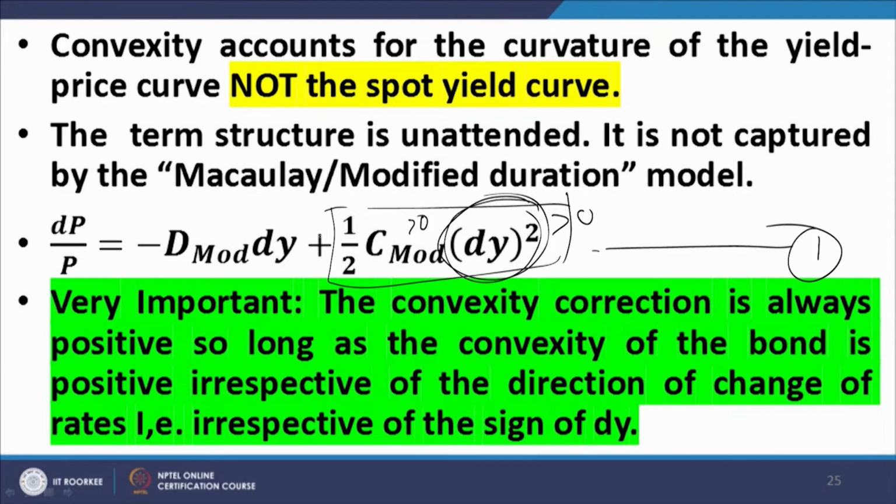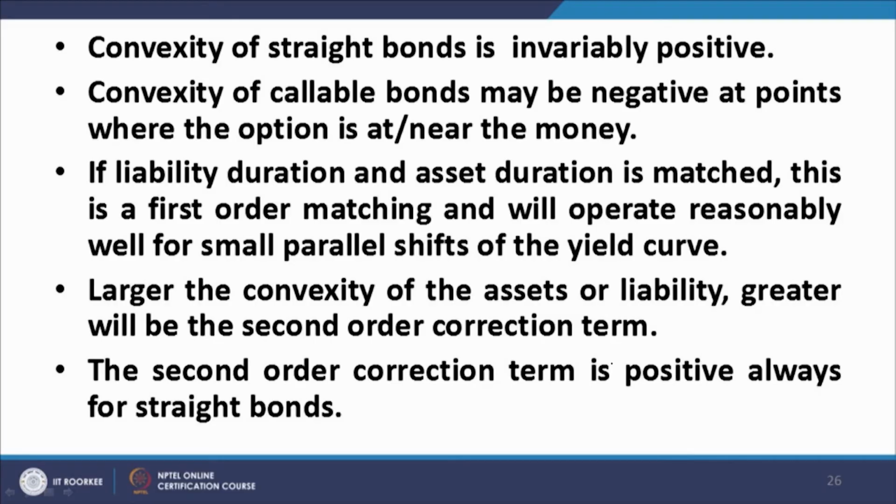So, this is very important. The convexity correction is always positive, so long as the convexity of the bond is positive, irrespective of the direction of change of rates, that is irrespective of the sign of dy, whether rates are going up and dy is positive, or the rates are going down and dy is negative. The convexity correction is always positive. The ramifications of this particular attribute shall become apparent as we move along today's lecture. Convexity of straight bonds is invariably positive. Convexity of callable bonds may be negative at points where the option is at or near the money.